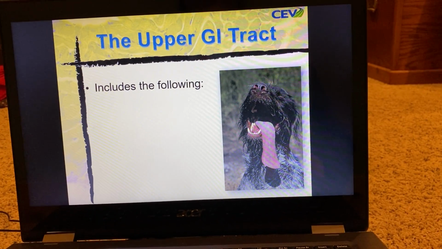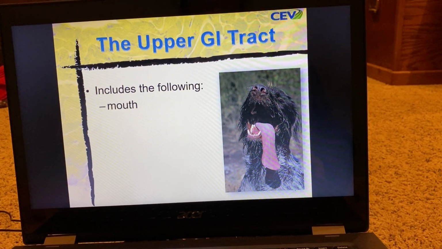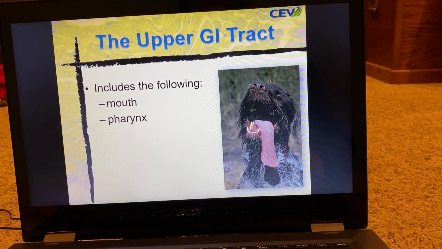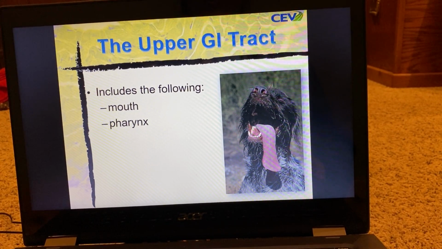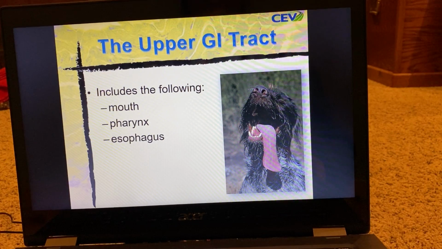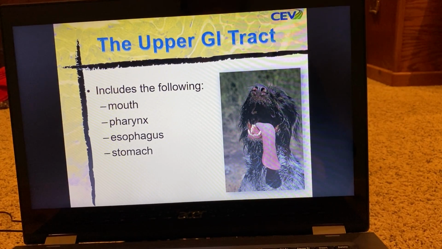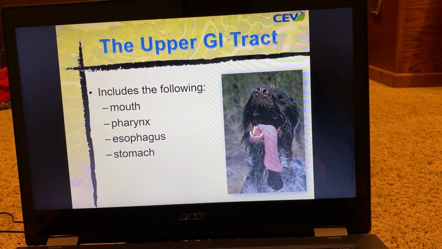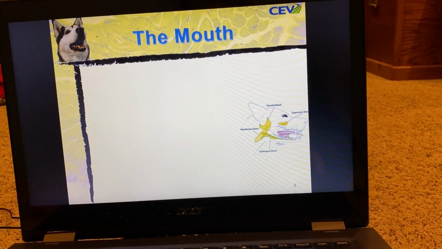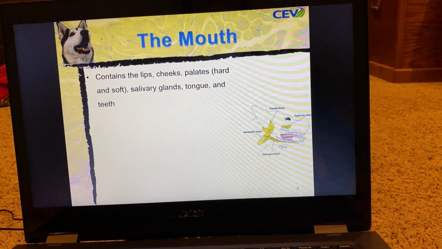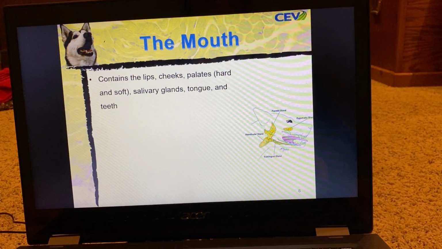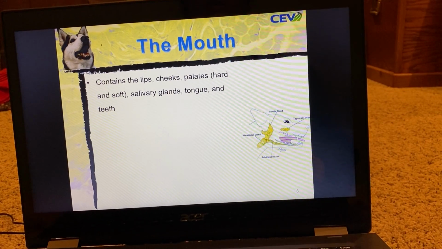The upper GI tract includes the mouth, the pharynx, which is your throat, the esophagus, and the stomach. So let's look a little bit closer. We'll start with the mouth. So if you think of your mouth, we have lips, we have cheeks.